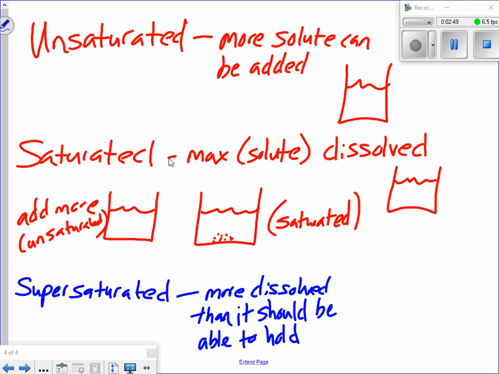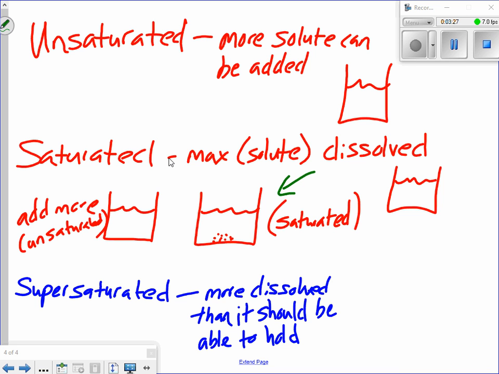So the difference is, let's think about solubility curves. If I take this solution right here that was saturated but had stuff on the bottom, and I heat it up, then I can dissolve that stuff. But technically, if it's still warm, it's still saturated. Why? What happens to solubility as you increase heat? If you're increasing the heat, the solubility should increase.